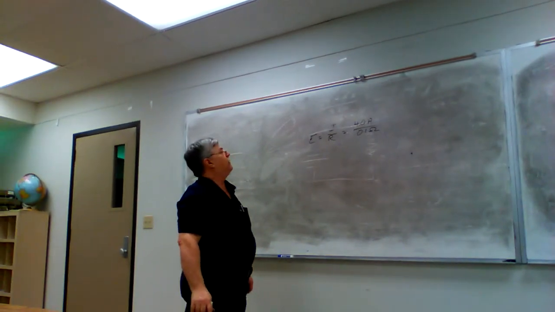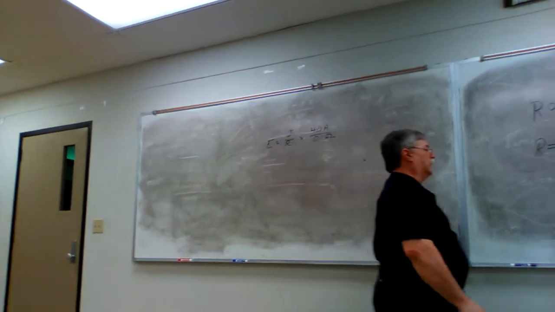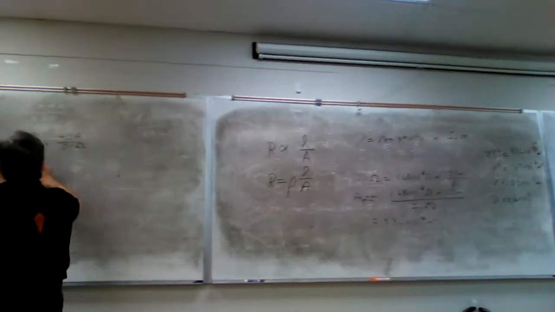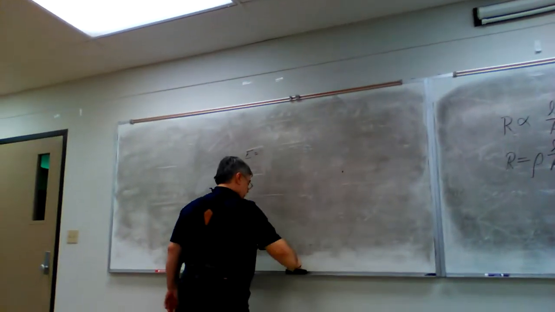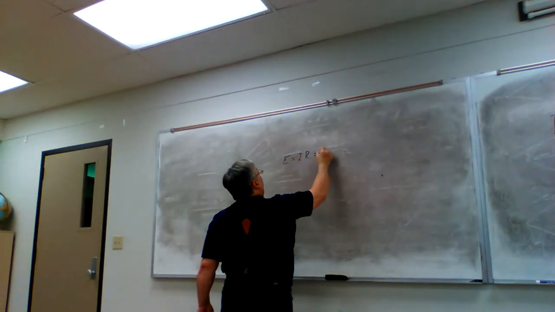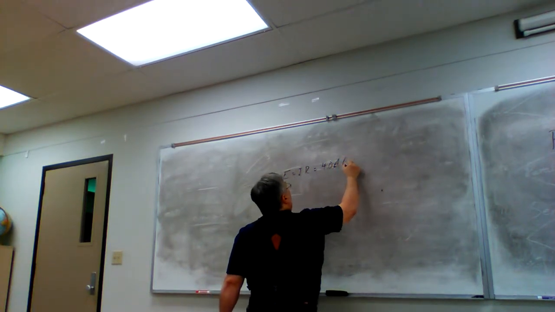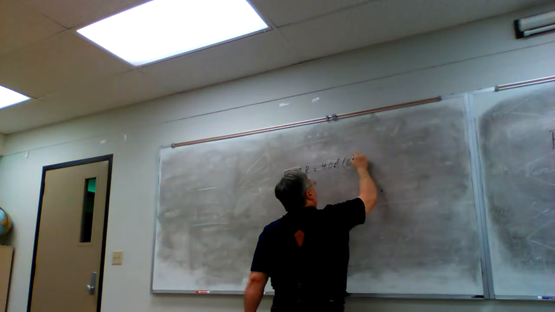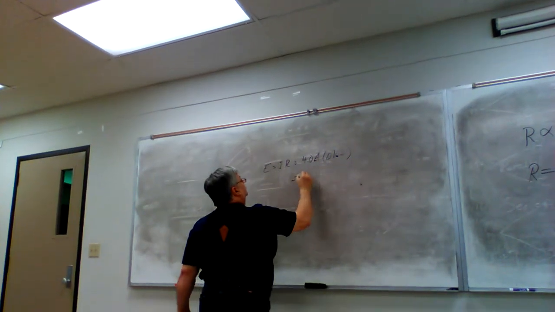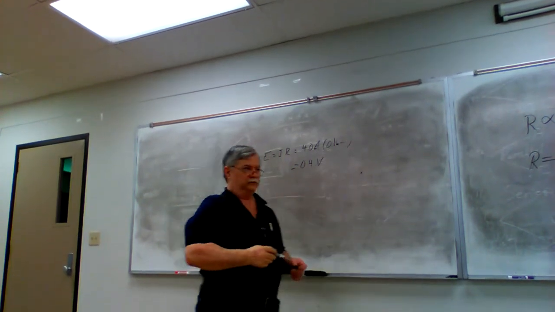Wait, that's not right. I equals E over R. I got it wrong. It's I times R, not I divided by R. Equals 0.4 volts, exactly.